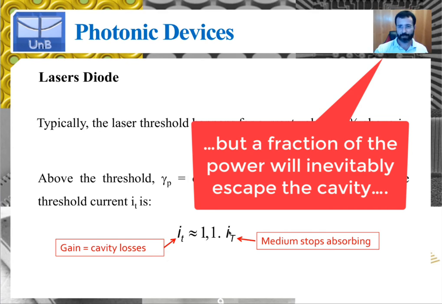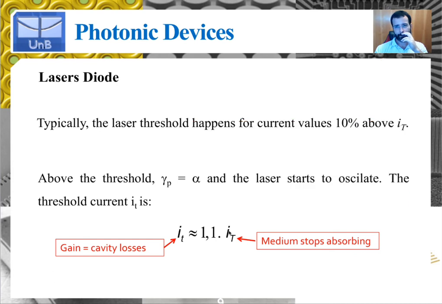But some of this beam will inevitably escape the laser, right? And I say inevitably because you usually build a laser in order to take advantage of the light that you extract from it. So at least one of the facets, or at least one of the reflectors of the cavity, will not have 100% reflectivity, perfect reflectivity, because you need to take advantage of the light coming out, right? So all of these losses are taken into account inside the cavity losses.